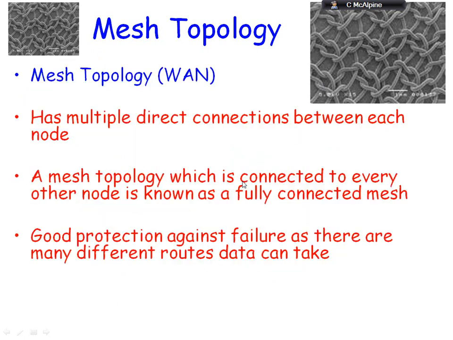So just to recap, mesh topology, multiple connections between each node. A fully connected mesh topology is where every node is connected up to every other one, and it's a good protection against failure, because the data is capable of being sent along many different routes in the network.